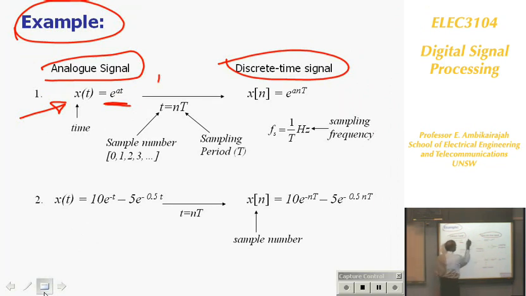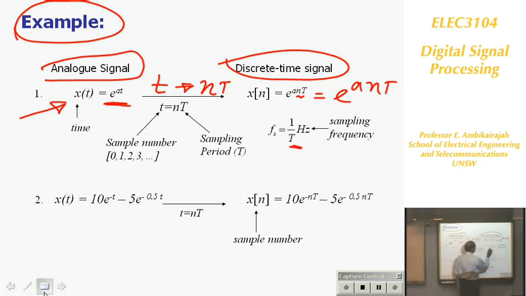I substitute t replaced by nT. n is the integer and T is the sampling period. So x(n), you don't change it here. Remember I told you, in the equation t is replaced by nT, so you get e to the anT. And T is the sampling period, and these are sample numbers. This is not right, make a correction please. It should be like this. n is 0, 1, 2, 3, and the period is that.